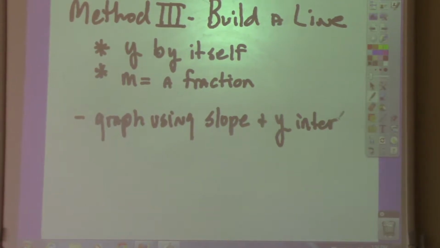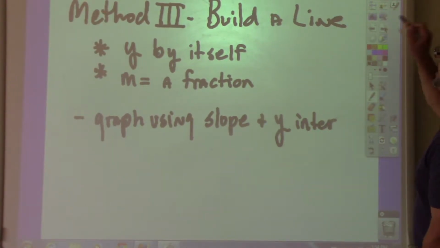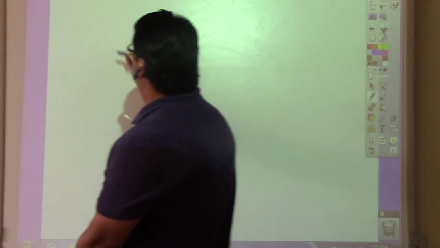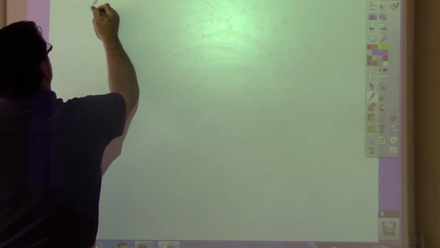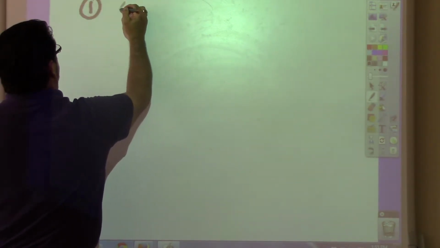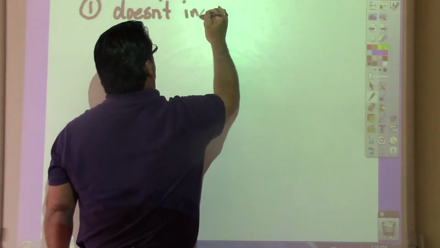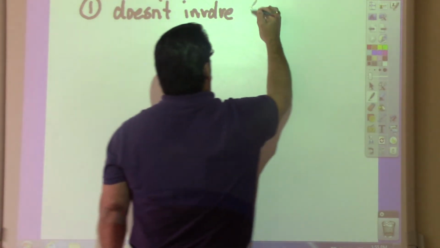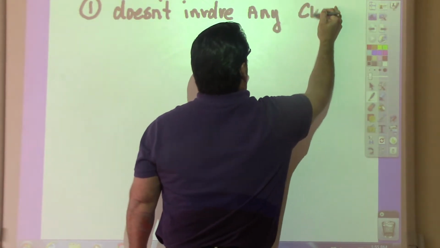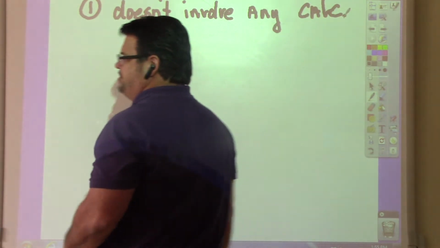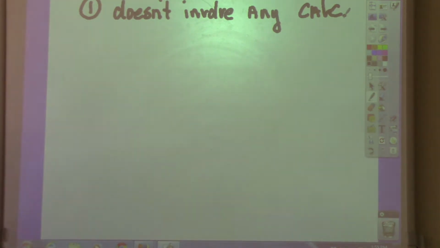All right? Now, people love this method. Does anybody know why? They love this method because it really doesn't involve any calculations. In other words, there's no math. You just have to extract some information, plot the point, and draw the line. There is no calculating, just like we did in the first and the second.